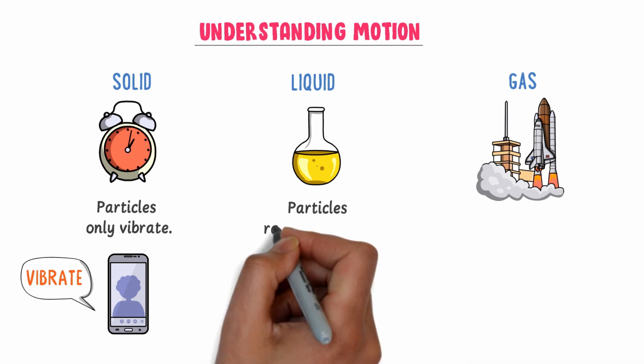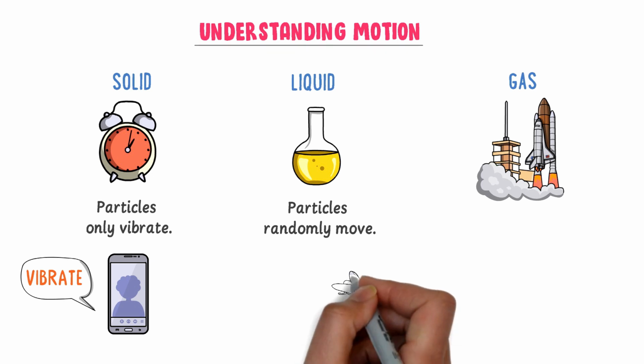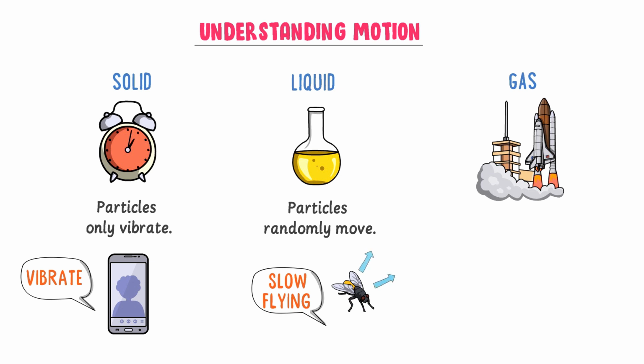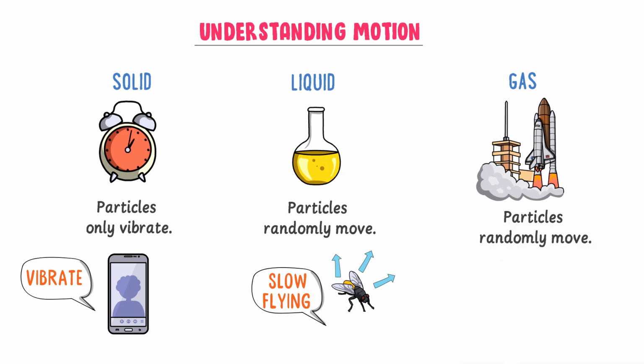Secondly, the liquid molecules randomly move in all directions. For example, consider the random motion of a slow-flying mosquito. We know that this mosquito can move in any direction. Thirdly, the gas molecules also randomly move in all directions. For example, the random motion of a fast-flying mosquito. So this fast-flying mosquito can move in any direction.